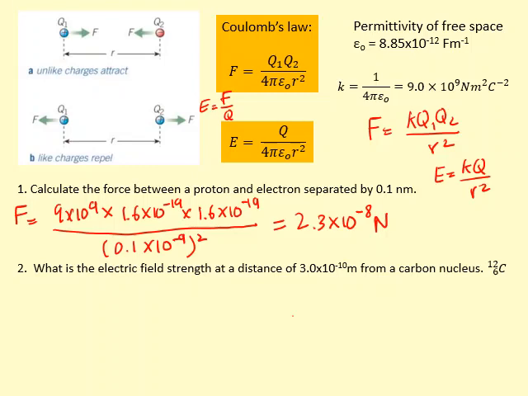Okay, what is the electric field strength at a distance of 3 times 10 to the minus 10 meters from a carbon nucleus? So we'll use the equation for the electric field strength. The constant, of course, 9 times 10 to the 9, then multiplied by the charge of the carbon nucleus. Inside the carbon nucleus there are 6 protons, so it's 6 times 1.6 times 10 to the power minus 19 over the distance squared.